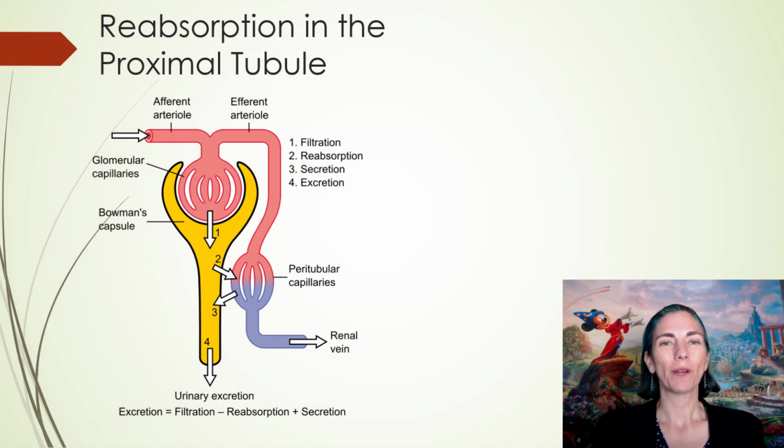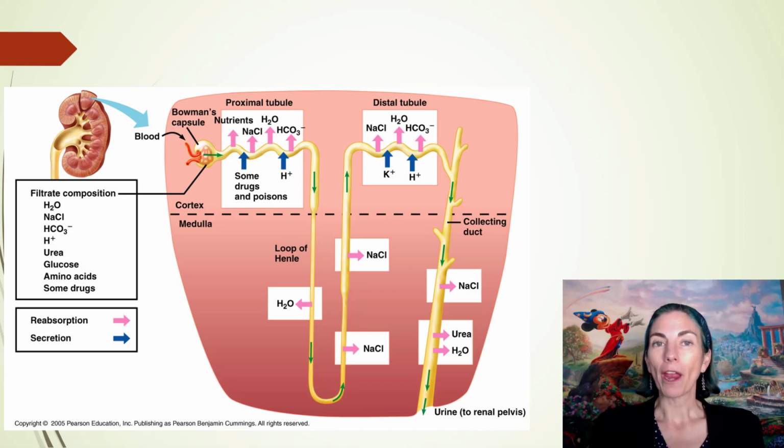In this lecture, we are going to dive into the details of reabsorption in the proximal tubule. Take a quick look at this image, which just revisits the 4 processes that occur in the nephron, and number 2 is reabsorption. When we take a look at where reabsorption occurs, we see that it occurs basically everywhere except Bowman's capsule. But what is particularly striking about this image is just how much reabsorption occurs in the proximal tubule.